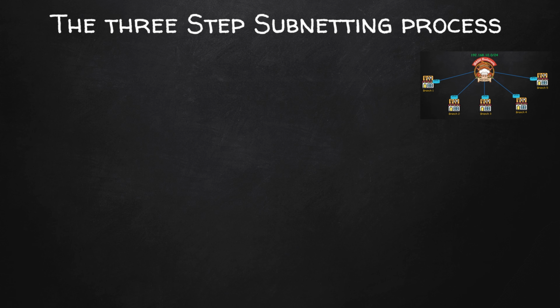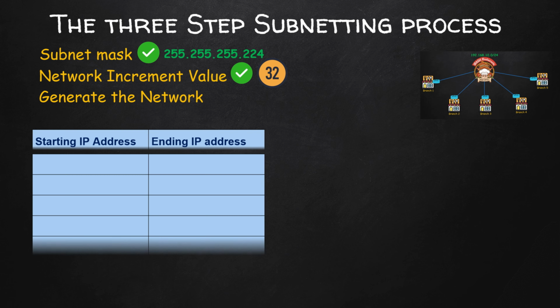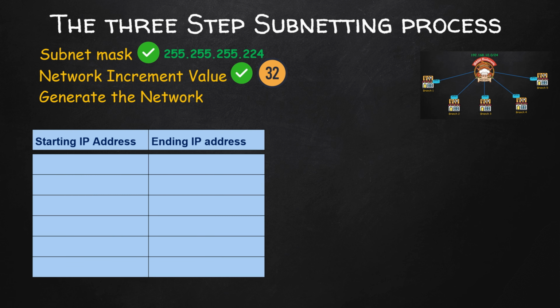So in the subnetting process, we have identified our subnet mask, which is 255.255.255.224. Then we also found our network increment value, which is 32. Now let's generate our networks by using this increment value. For that, I am bringing one table which contains the starting IP address and ending IP address of your network. And your first network starts at 192.168.10.0. This is the network provided to you for subnetting. So the first one is this. Now what you need to do is add the value of 32 to find your next network.